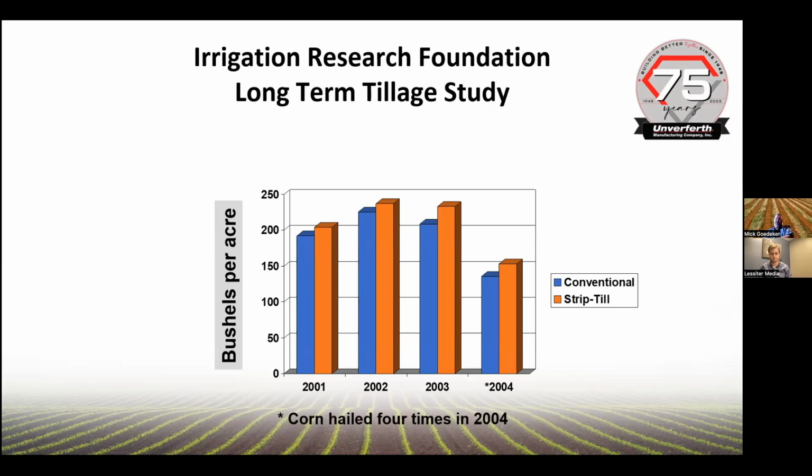IRF did some long-term tillage studies a while back. Don't get concentrated on what the yields were. Just know that in the conventional till versus strip till comparison, the strip till was doing better each year. And a lot of that has to do with the amount of energy that corn plant had to produce a rooting system and in getting in through that compaction layer.